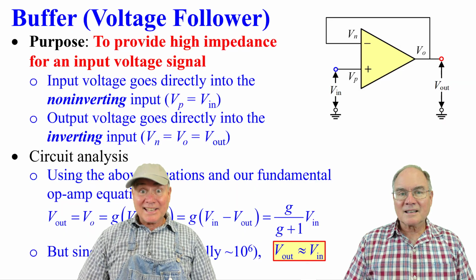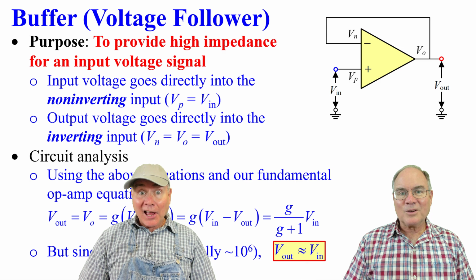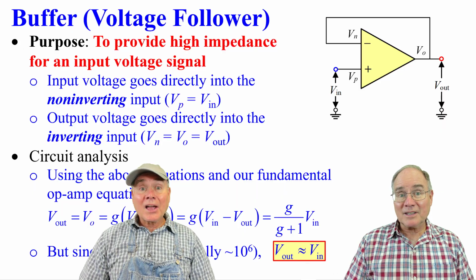Professor, it seems to me like this circuit don't do a darn thing. Well, Dud, it may seem so at first glance, but without the buffer, Vn could be greatly affected by the circuit downstream of this. With the buffer, however, Vn is totally unaffected by the downstream circuit because of the high impedance supplied by the op-amp. Thanks, Professor. I never would have thought of that.